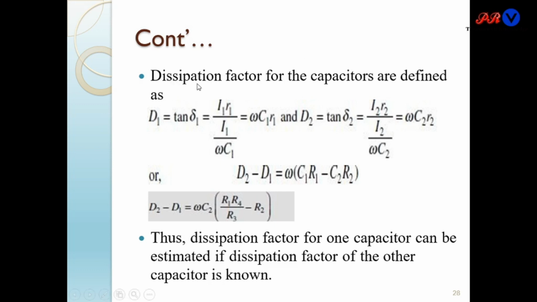Here we will calculate the dissipation factor. So what is dissipation factor? Dissipation factor is given as tangent of delta 1, which we can calculate as I1 R1 divided by the capacitive arm voltage. This is our resistive arm voltage, and this is our capacitive arm voltage. So here we will get D1 equal to omega C1 R1, and for the second capacitor the dissipation factor D2 is omega C2 R2. If we find the difference, we have D2 minus D1, which is equal to the angular frequency times (C1 R1 minus C2 R2).